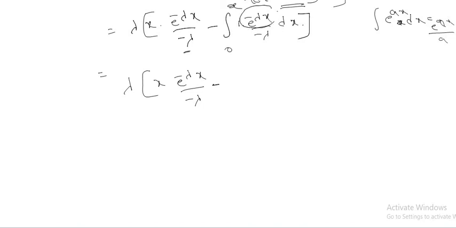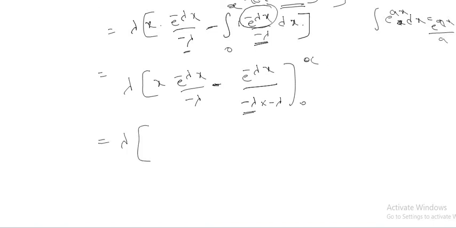Again we need to do integration of this. This minus is minus 1. E to the power of minus lambda x by minus lambda, we have it, and one more time you integrate, so into minus lambda. Limits are 0 to infinity. So minus x by lambda e power minus lambda x, and also minus e power minus lambda x by lambda square, from 0 to infinity. That means the upper limit is infinity, the lower limit is 0.